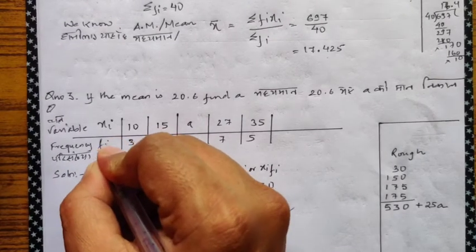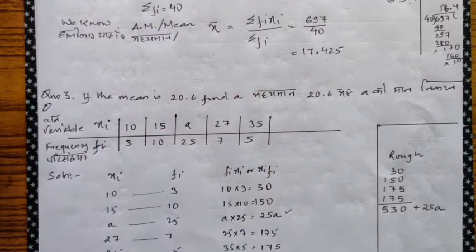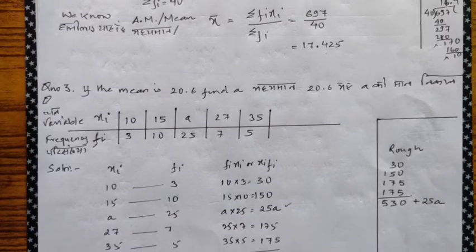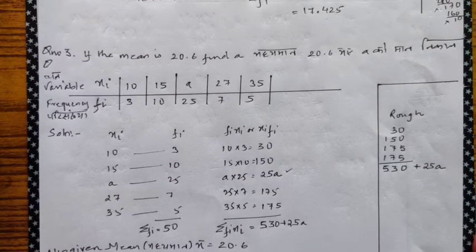Okay, let me write it properly. Now you're able to see fi. It's question number 3, and frequencies are 3, 10, 25, 7 and 5. So we don't need to find arithmetic mean because that is given to us, 20.6. We need to find a. Again, since frequency is given, I know my formula. What's the formula? Summation fi xi by summation fi.